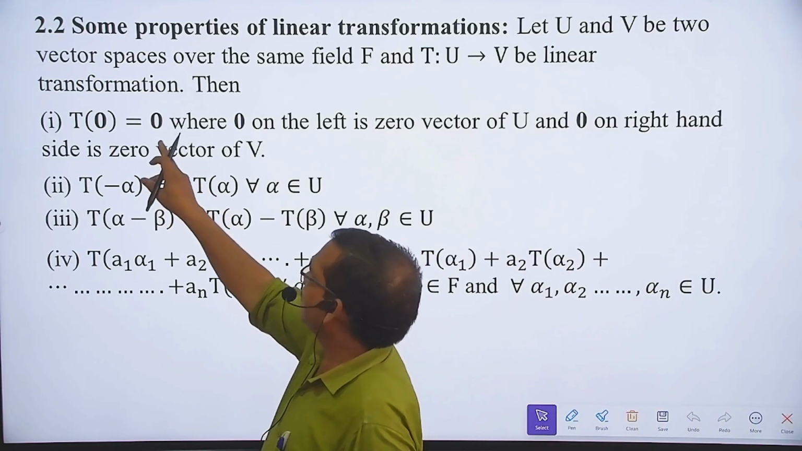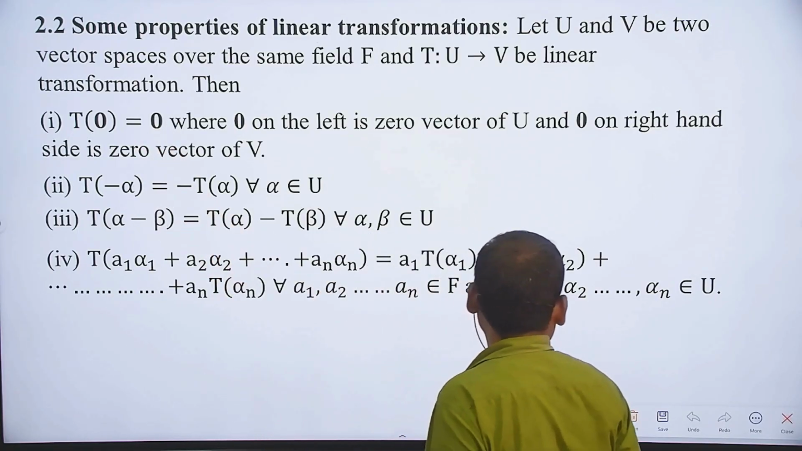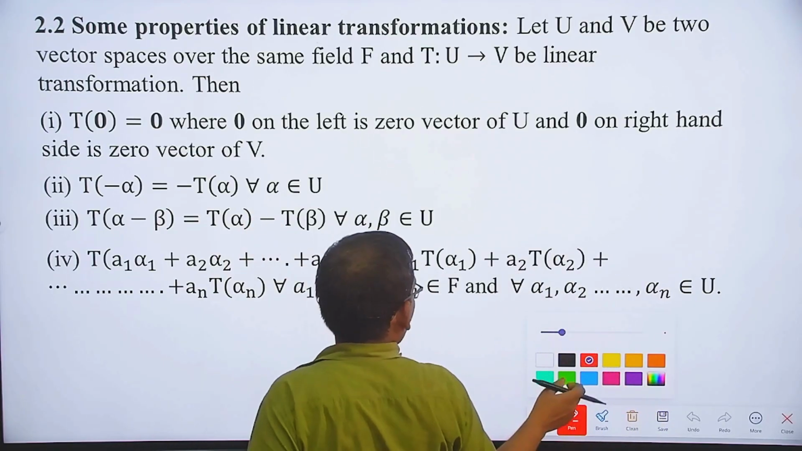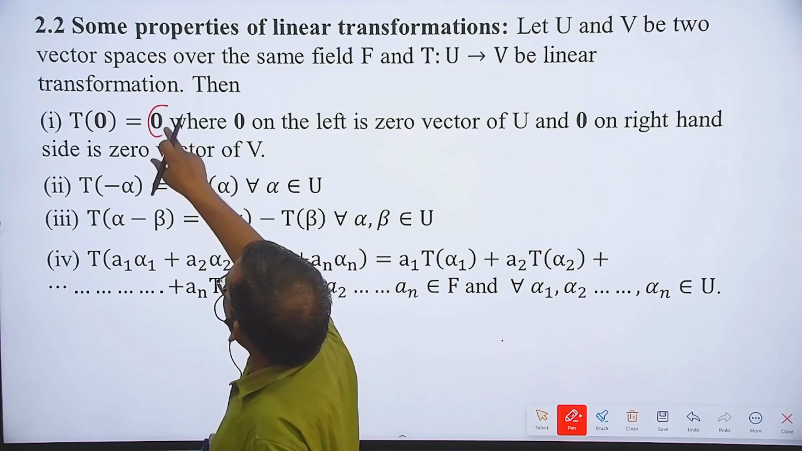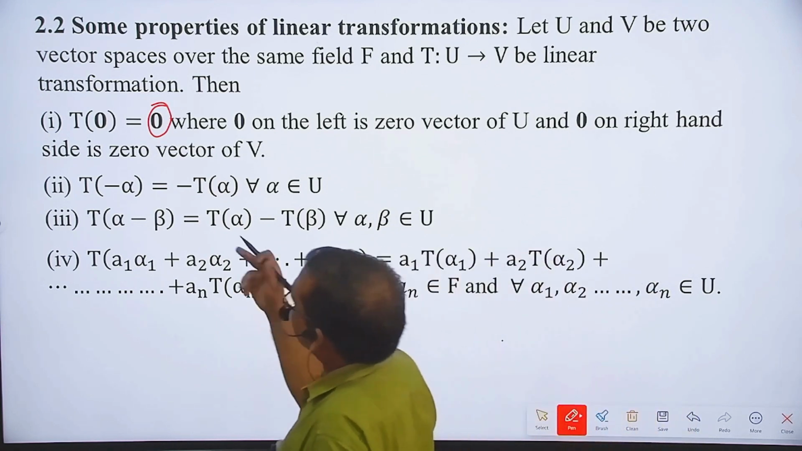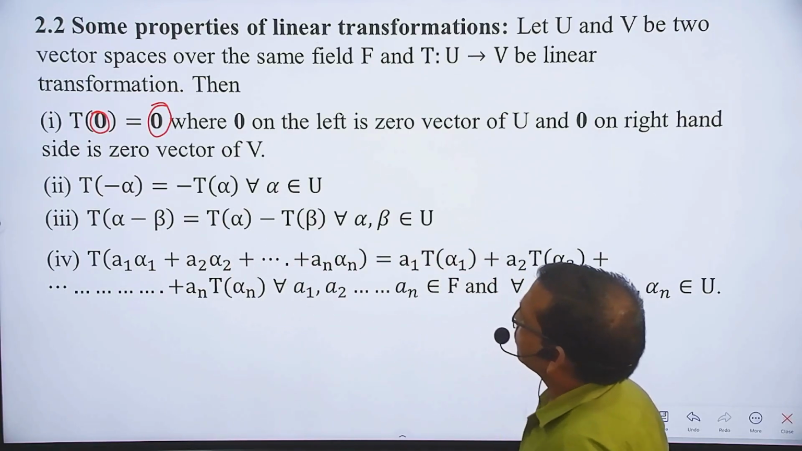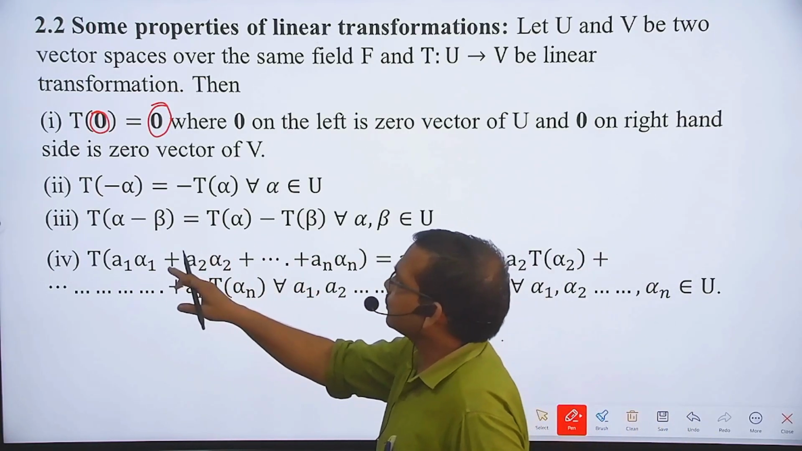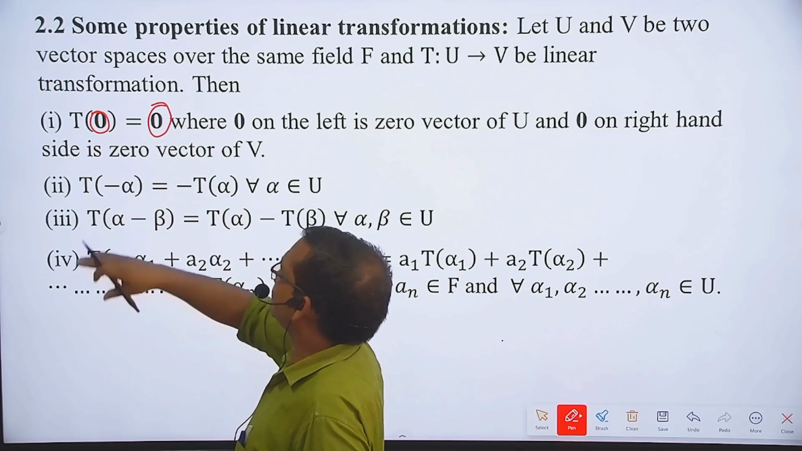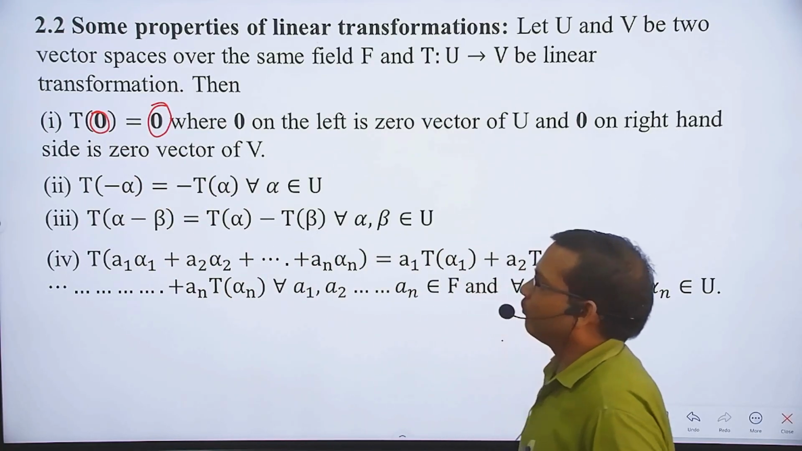And the 0 on the right hand side of the equal sign is the zero vector of the codomain or range, and this 0 is the zero vector of the domain. It means this transformation maps the zero vector onto the zero vector. It means the image of the zero vector is also the zero vector.